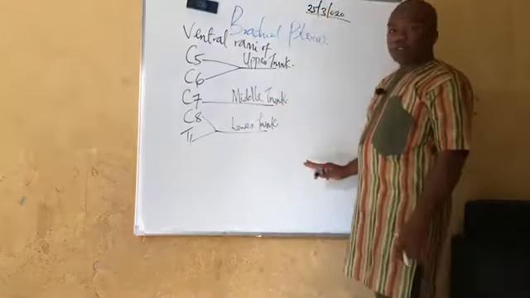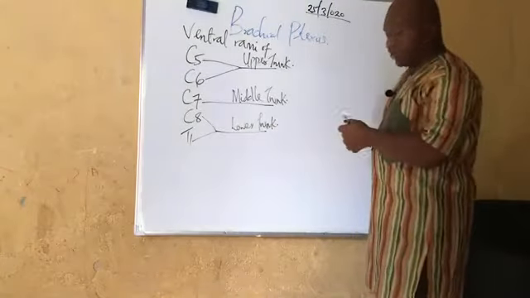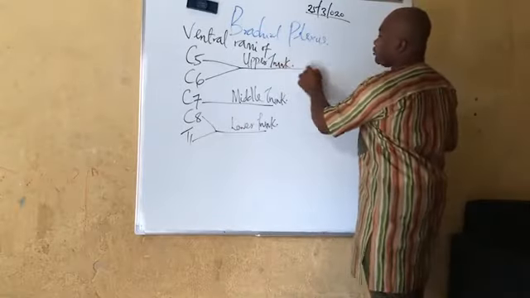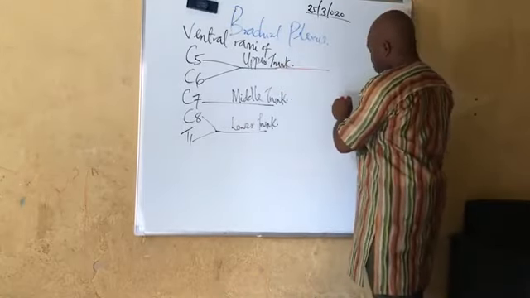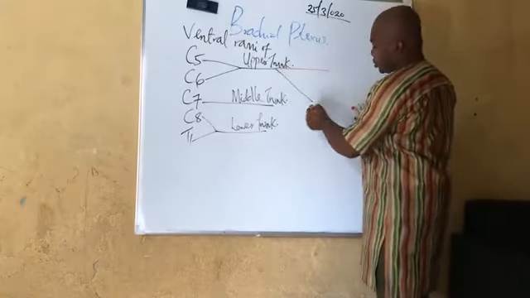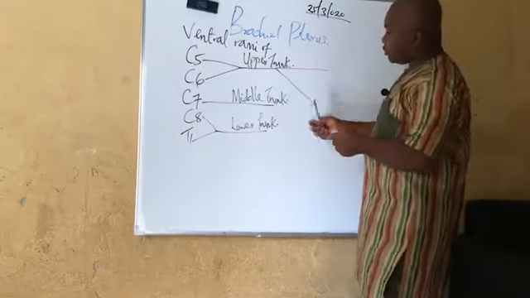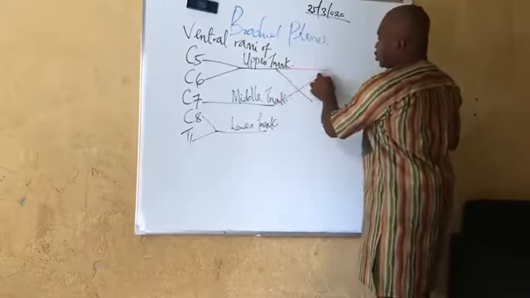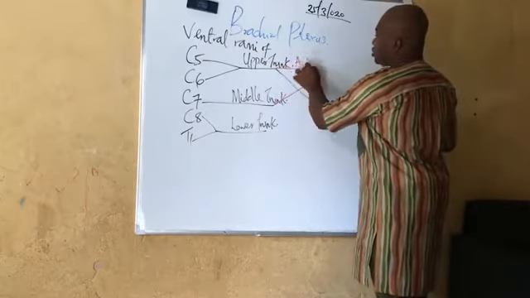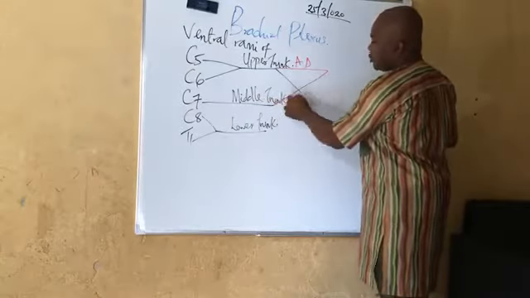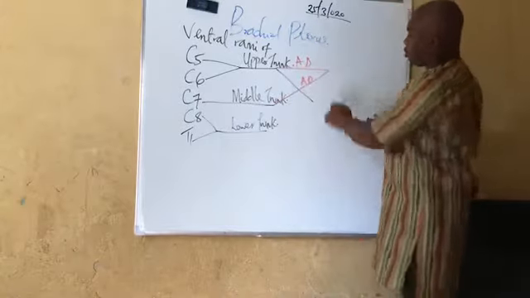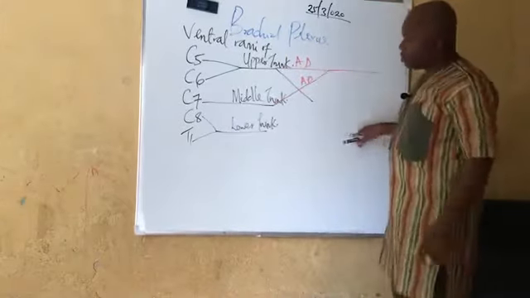The whole of these trunks will now start to divide into two each. You have the anterior division and the posterior division. The anterior division of the middle trunk will combine with the anterior division of the upper trunk to form a cord.